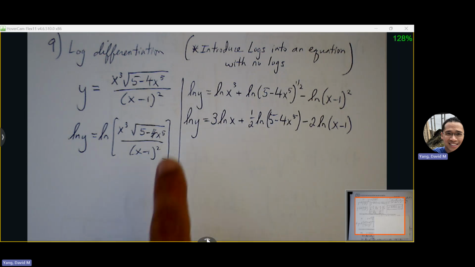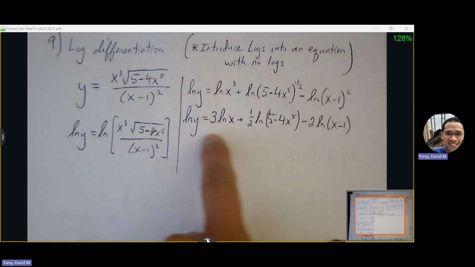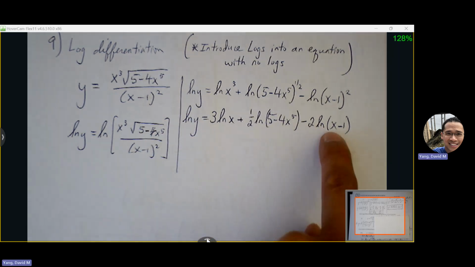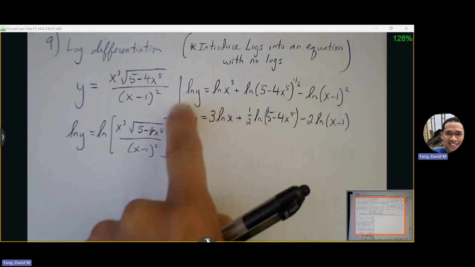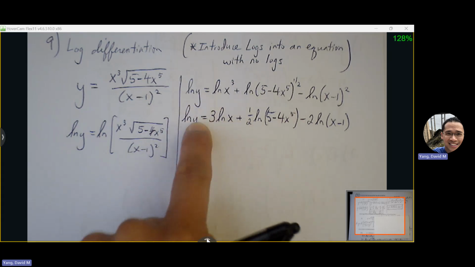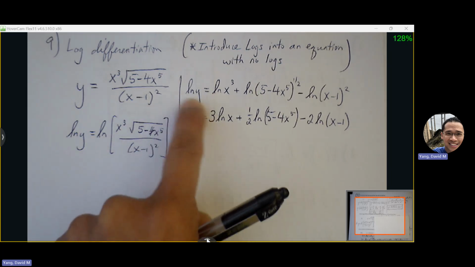Okay, so at this stage, we've expanded all the terms as much as we can. And now we have u prime over u for each of the terms. What's different is that we also do the derivative on this side as well. Notice that y is no longer by itself. It's inside the natural log function. So there's a little bit of implicit differentiation that happens here.